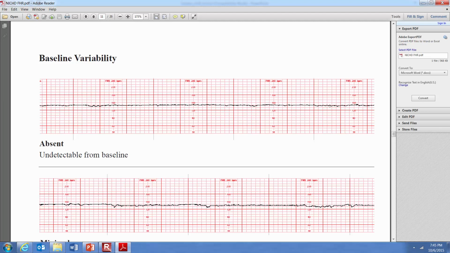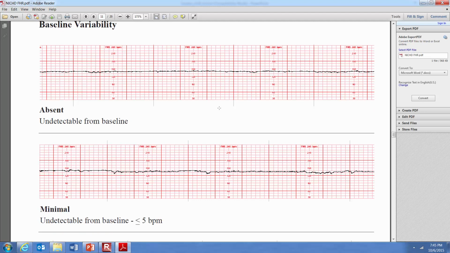And although some people might argue still that this is minimal, this is absent variability straight across, okay? Your baby is very poorly oxygenated, and I'd rather err on the side of caution and treat my baby than not treat my baby, okay?